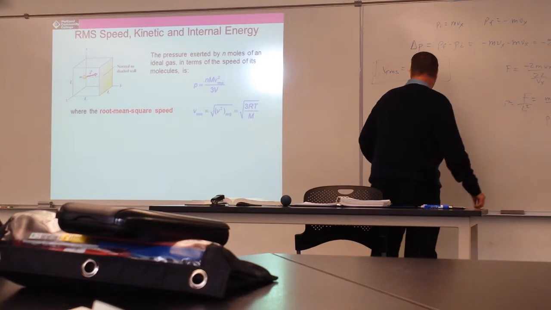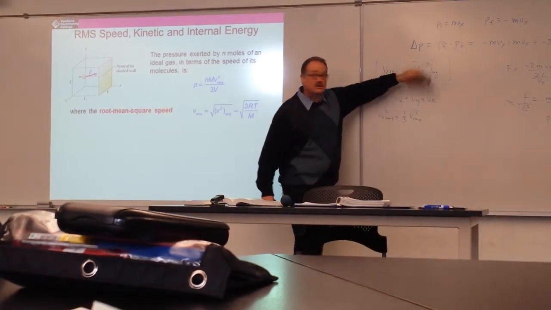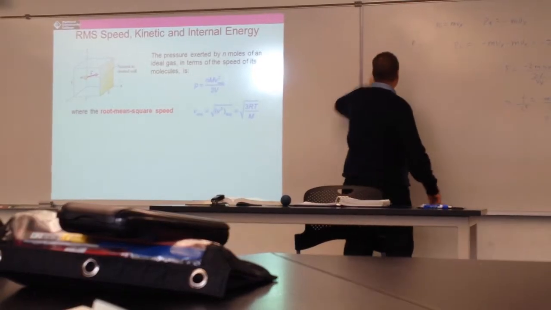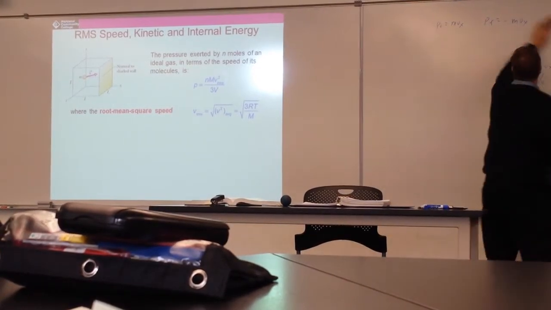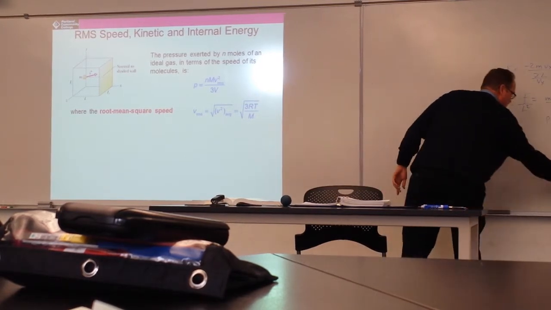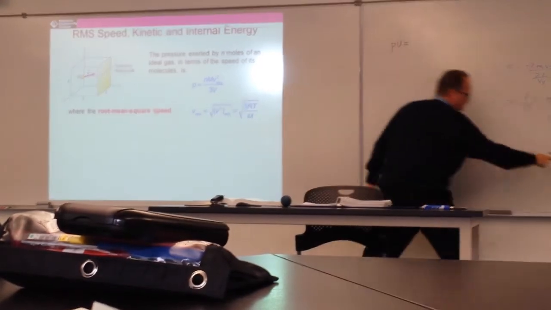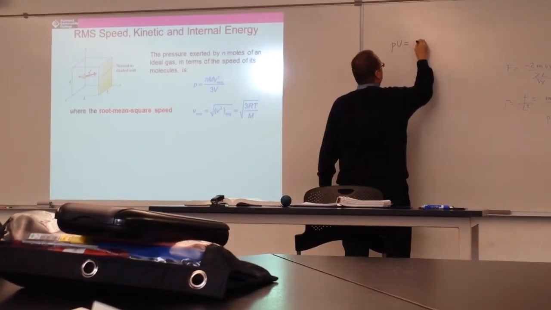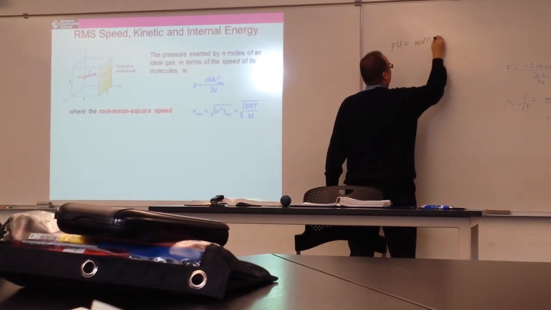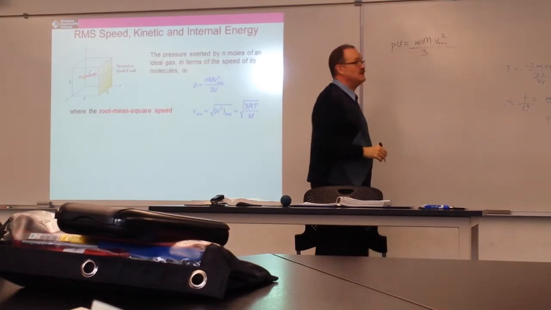Because I can multiply. So anybody, can I start erasing some of this now? Everybody. So I can multiply this expression by V. So I get PV now equals, if I multiply this side by V, I get rid of the V on the bottom. So that's just going to give me N times the molar mass times V RMS squared over 3. Okay?